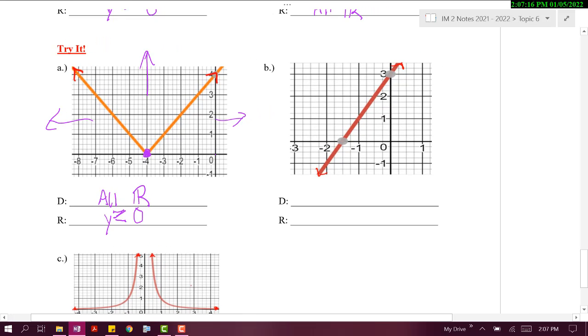Letter B here, again, it's a line. Linear functions always go all the way right and all the way left, all the way up, and all the way down. So, again, it's all real numbers.